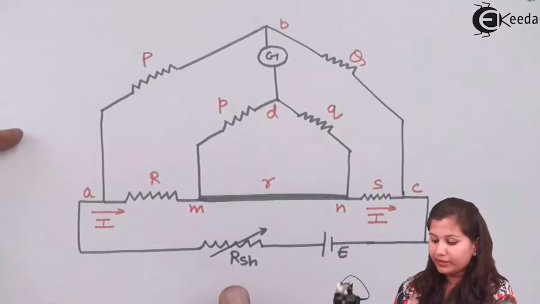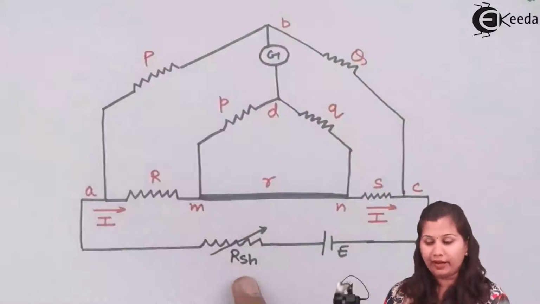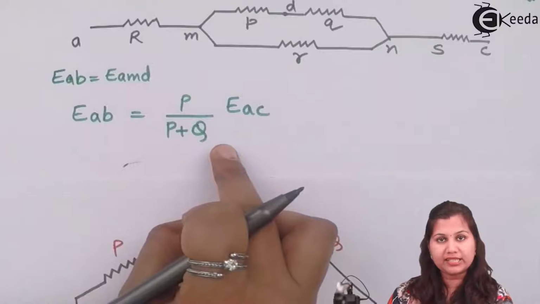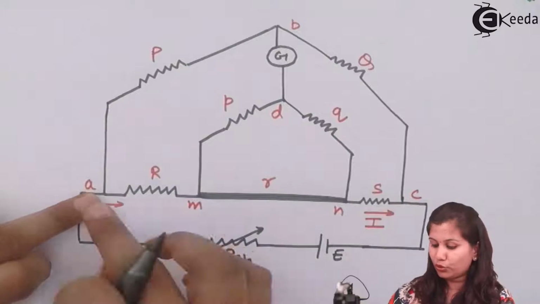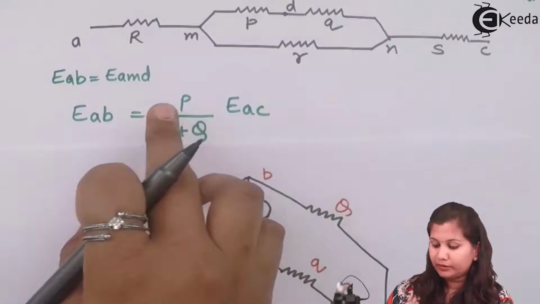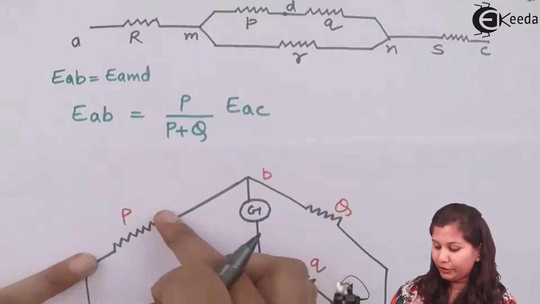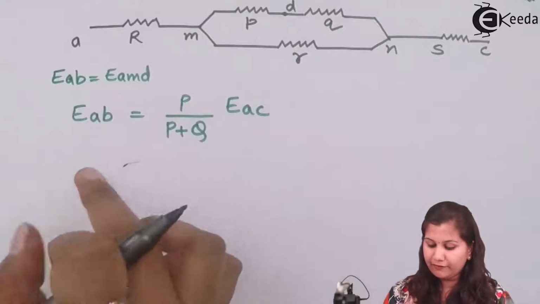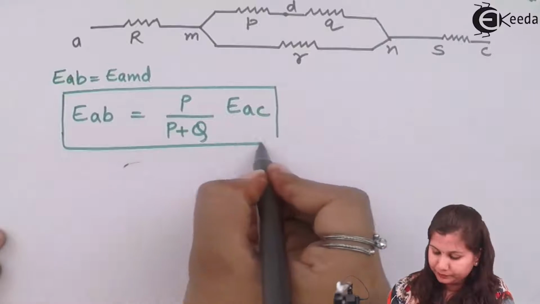Because when we want to find the voltage drop across one arm, we take the total voltage and multiply by the resistance of that arm, that is P, divided by the total resistance, which is P plus Q. Across the points A and C we want to find out. So the total voltage is EAC. Then the resistance across the arm is P, divided by the total resistance. P and Q are in series with each other. So we have written the expression for EAB.